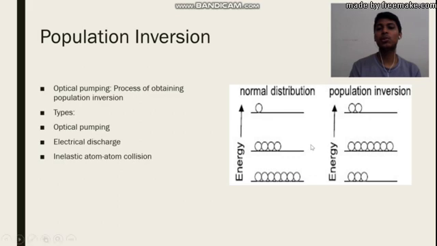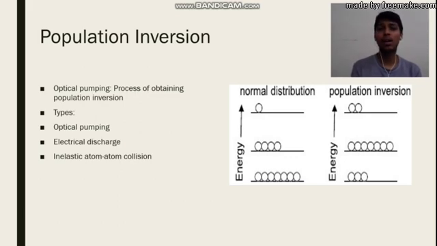Here we have two pictures. Here is a normal distribution in which the ground state has a very high number of atoms and the number of atoms consecutively decreases in the subsequent energy levels. But if you obtain population inversion, the number of atoms in the excited state is far more than in the ground state, and hence the rate of emission increases more than the rate of absorption, and hence laser production is possible.